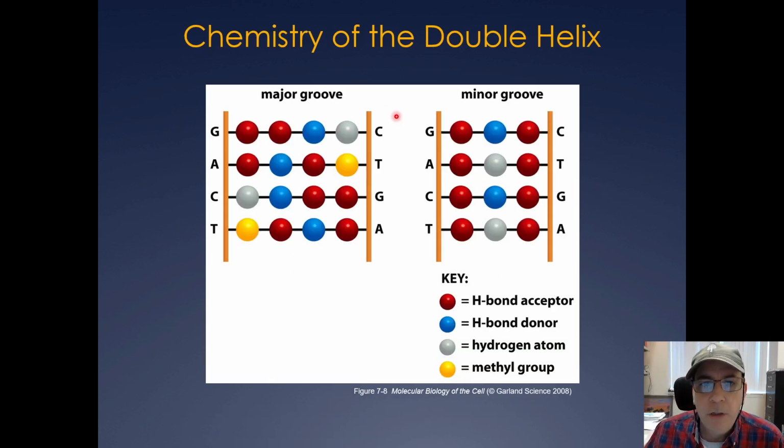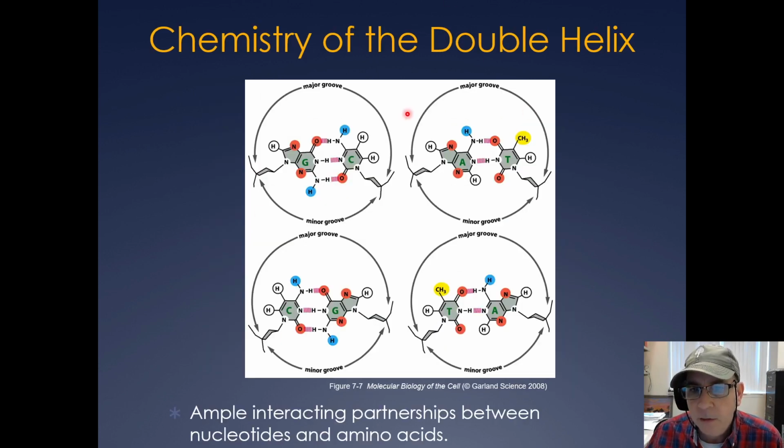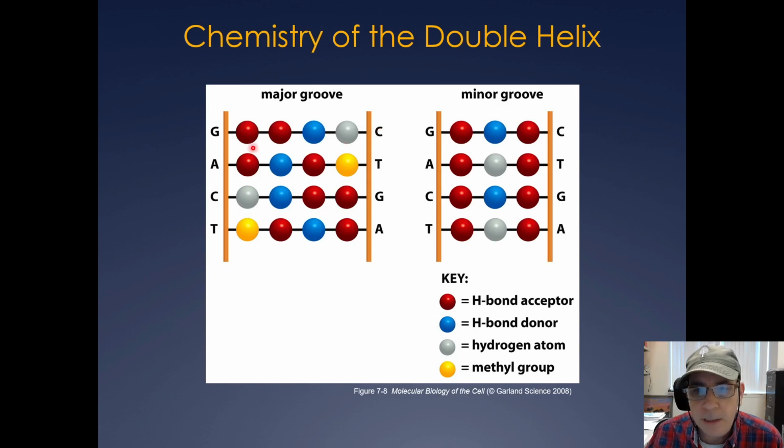And so this is just another graphical representation of what this slide shows, where you can see the H-bond acceptor, an H-bond donor, and just a hydrogen atom, or a methyl group, which is shown in yellow here. Depending on the sequence, that will dictate what types of amino acids and what types of transcription factors will like to interact with that DNA. And the same thing happens with the minor groove, and oftentimes you can get amino acids in loops of domains interacting with the minor groove.